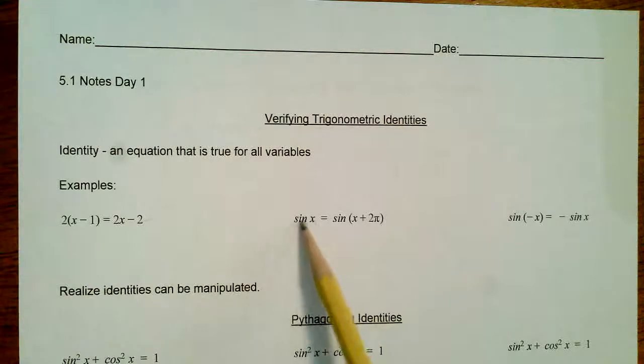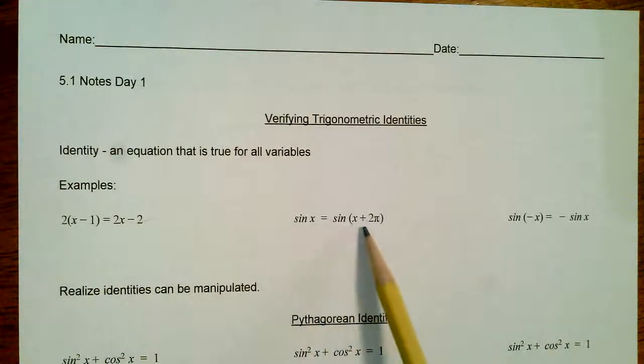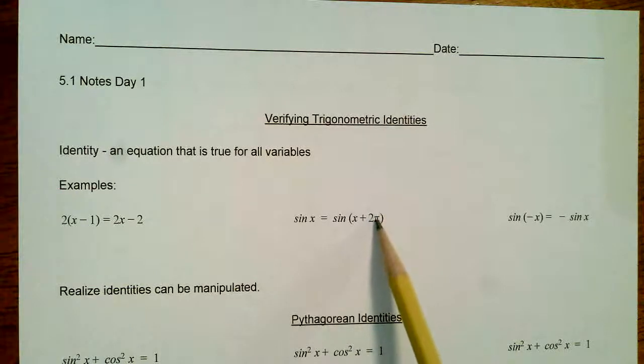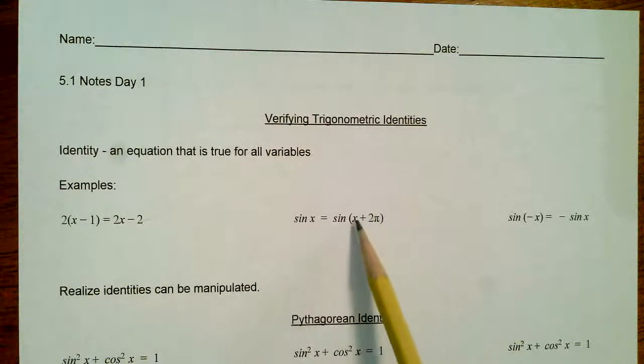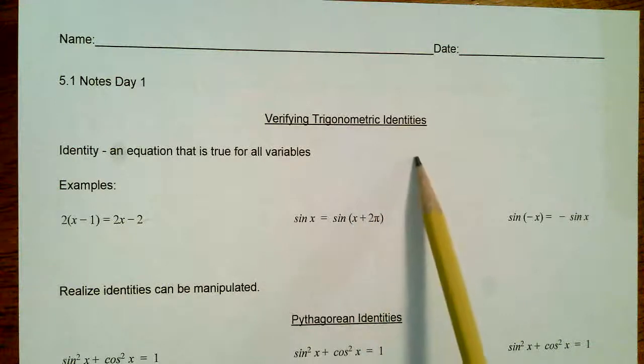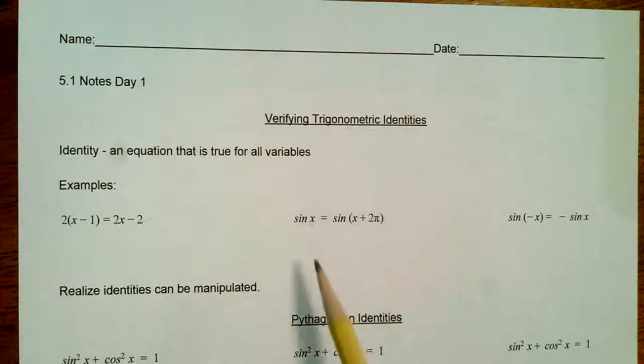The same for sine x equals sine of the quantity x plus 2 pi, right? We talked about how sine was periodic with a period of 2 pi. So if we start, say, at pi over 4 on our unit circle, and we go around 2 pi, we're going to be back at that same sine value. Okay, so that's an identity.